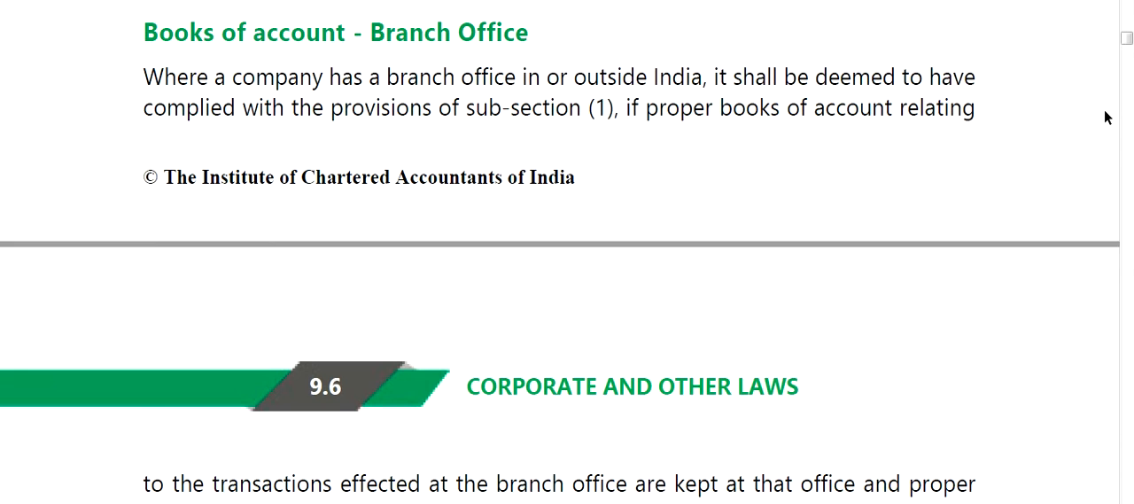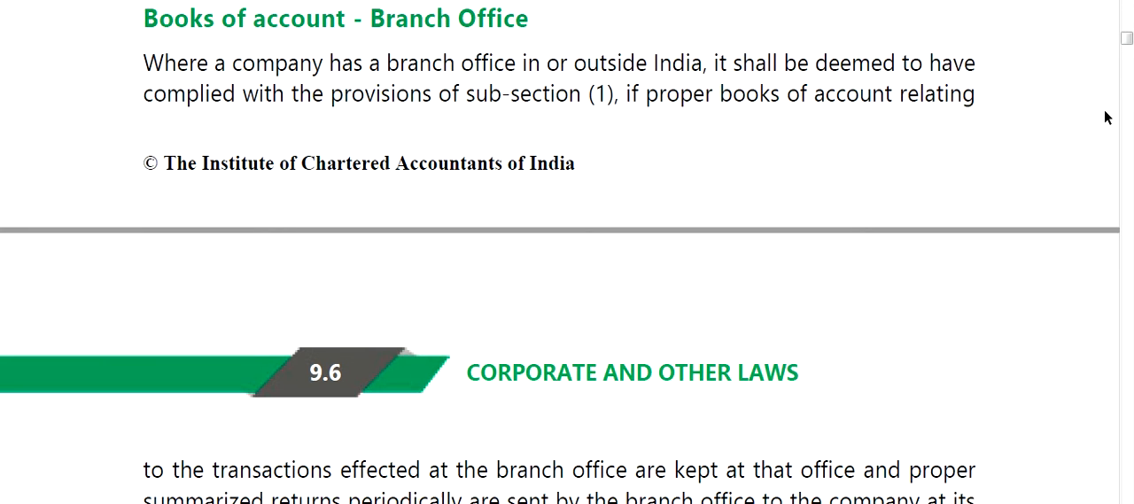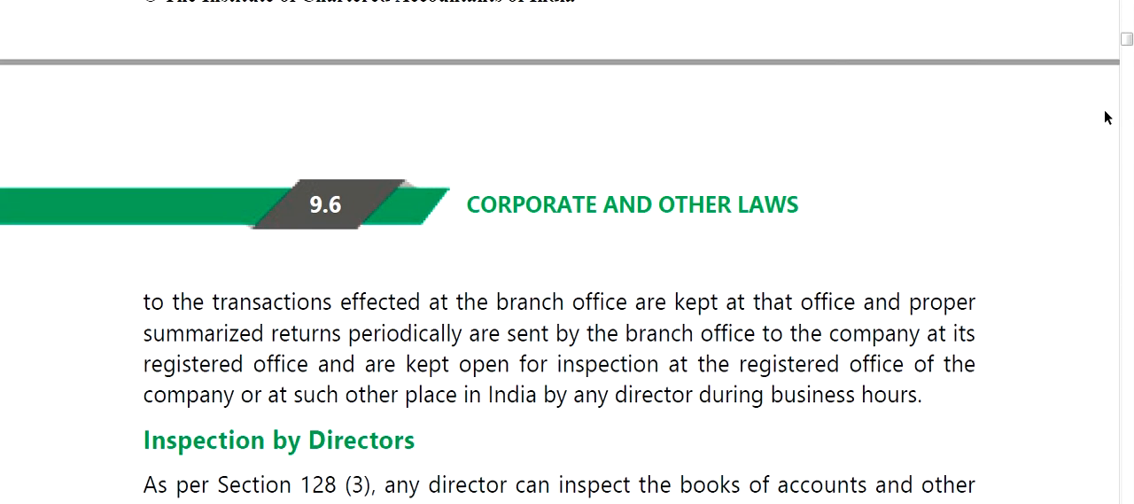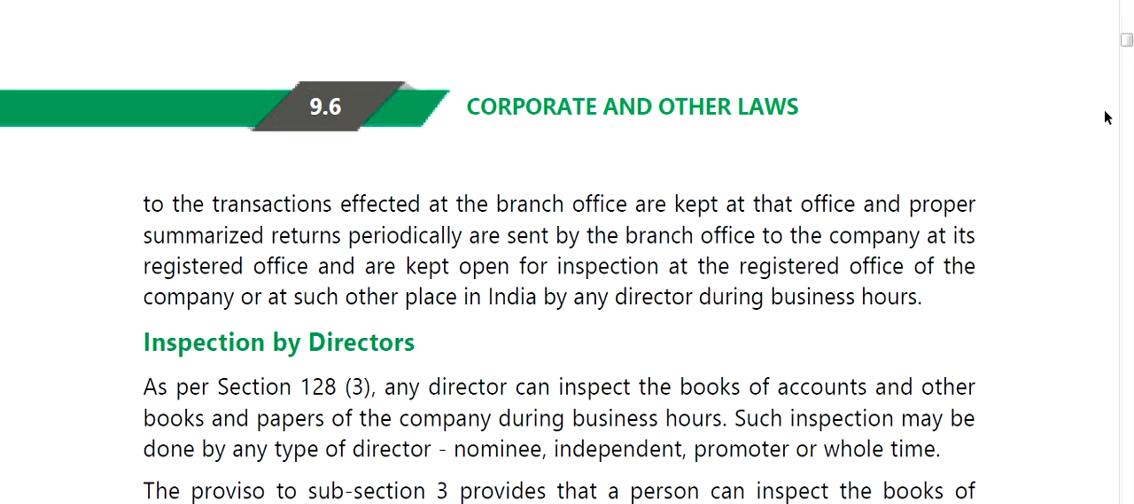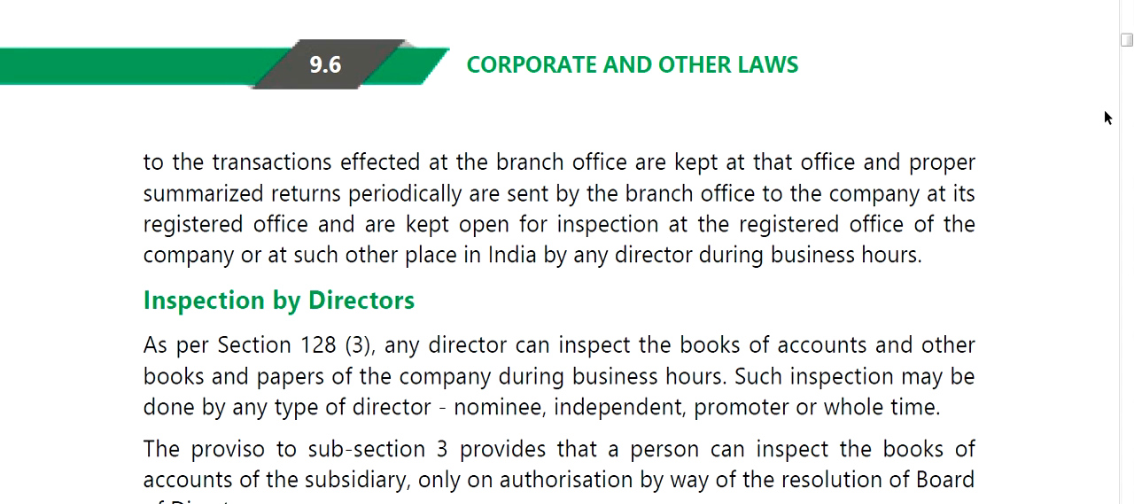Next comes books of account at a branch office. Where a company has a branch office in or outside India, it shall be deemed to have complied with the provision of subsection 1 if proper books of account relating to the transactions effected at the branch office are kept at the office, and proper summarized returns periodically are sent by the branch office to the company at its registered office and are kept open for inspection at the registered office of the company or at such other place in India by any director during business hours.